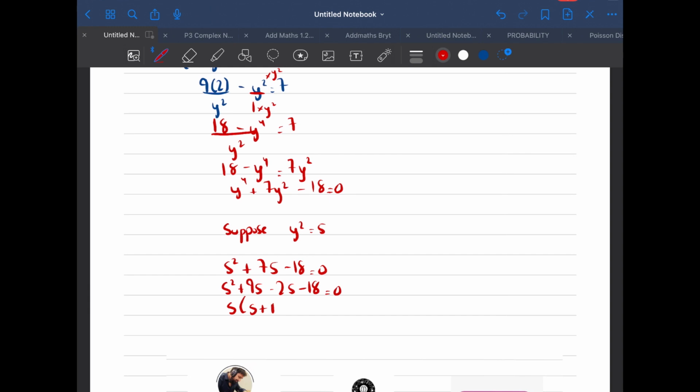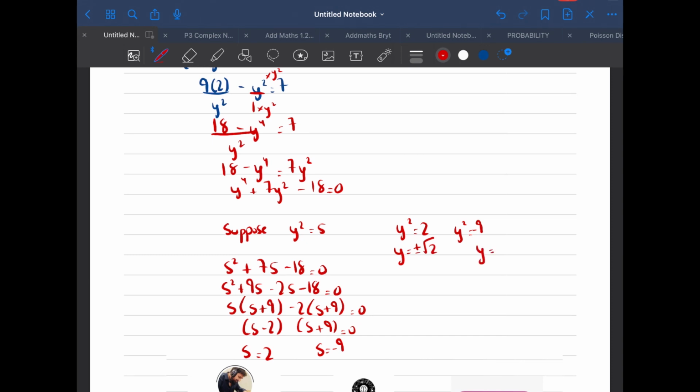Take s common, s plus 9. Take minus 2 common, s plus 9. So guys, s minus 2, s plus 9. So s is equal to minus 9, and s equal to 2. And what was s? It was y square. So y square equal to 2 and y square is equal to minus 9. So by square root, y will be plus minus under root 2. Here, y will be plus minus under root minus 9.